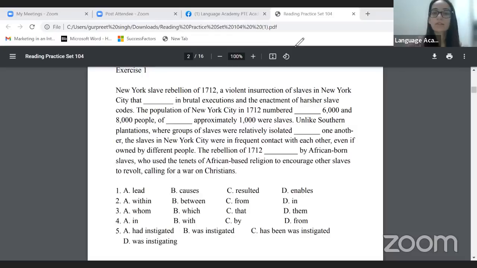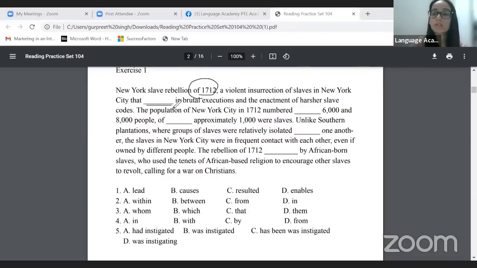Alright, that should be done, let's discuss the answers. Very good question, an easy one. New York Slave Rebellion of 1712, what was it? A violent insurrection of slaves in New York City that dash in brutal executions and the enactment of harsher slave codes. So whatever happened, this happened in 1712.